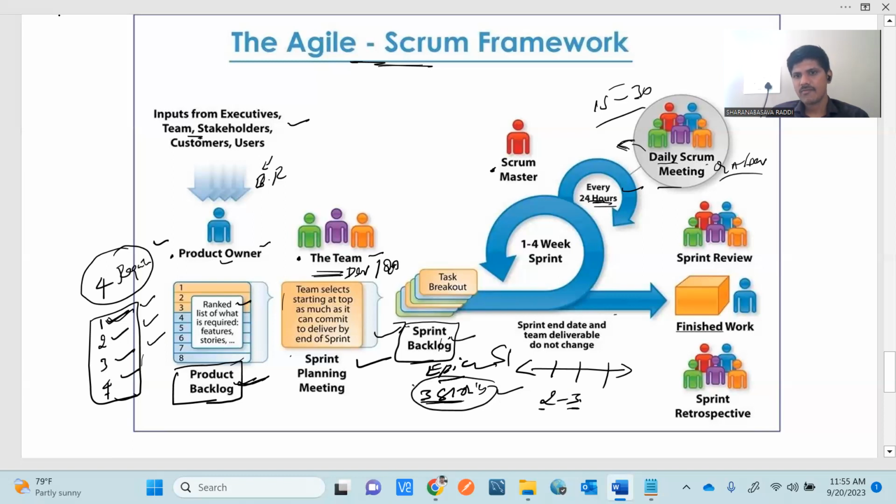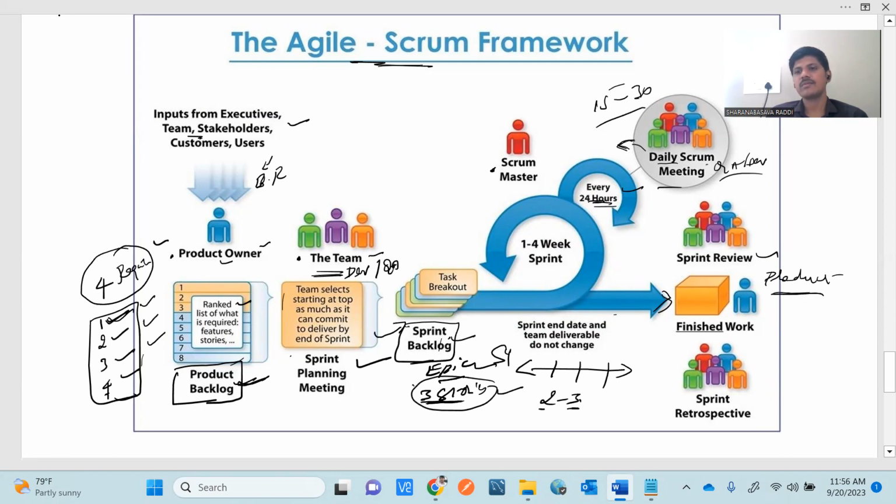Then after completion of these 3 weeks, meaning sprint 1, there will be finished work, right? What is the finished work? The outcome of this sprint, that is 3 stories. So these 3 stories will be finished as part of this sprint. Then there will be a review. Once this sprint is done, the completed stories or features will be reviewed by a product owner. There will be a review meeting.